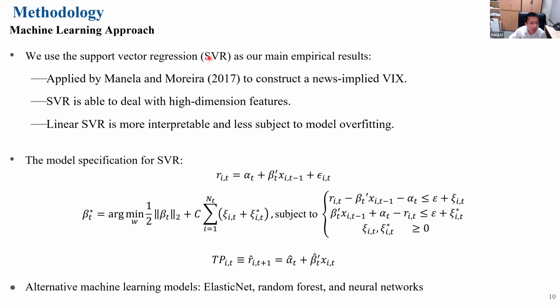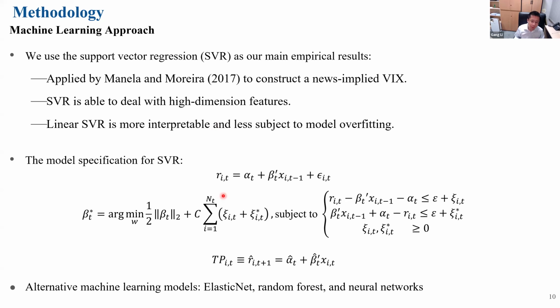We choose the machine learning method support vector regression, SVR, for our main empirical result. SVR has been used in financial literature, for example, a seminal paper by Manela and Moreira 2017 to construct a news-based VIX through the high-dimensional textual information. Similarly, they also use newspaper data, but in that paper they focus on the index option, not the option return, but only the VIX. And we choose SVR for our main empirical result because it is more interpretable. We use a linear kernel, so it's a linear model. And also SVR is demonstrated to work more effectively and efficiently when the number of features is much higher than the number of data observations.